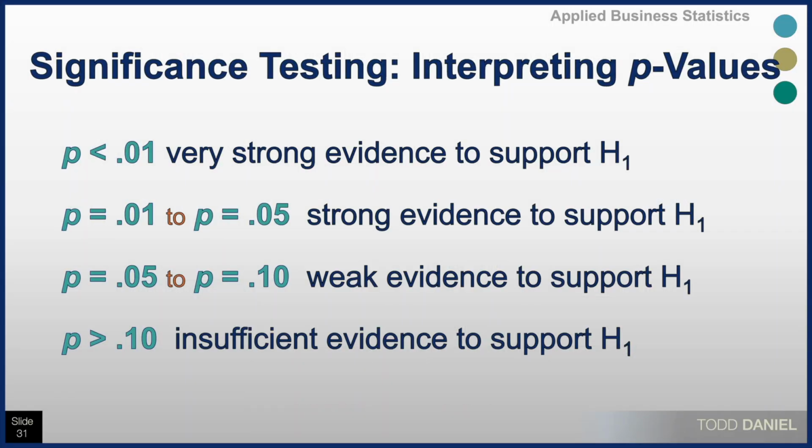If the probability is less than 0.01, less than a penny, that is strong evidence to support the alternative hypothesis, and is strong evidence against the null hypothesis. Between 0.01 and 0.05, strong evidence. 0.05 to 0.1, weak evidence. And greater than 0.10, certainly insufficient evidence to reject the null hypothesis. Probably the best explanation for the difference would be random chance.